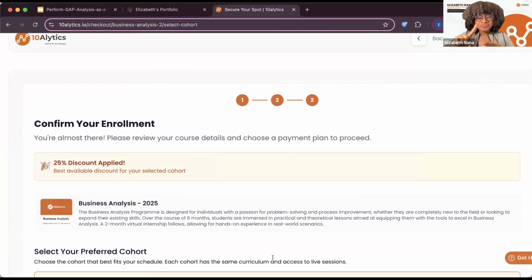We just need your full name, your phone number, and your email address. Less than 1 minute. Now, once you create your free account, you're able to confirm your enrollment.